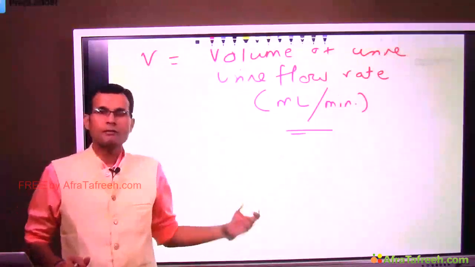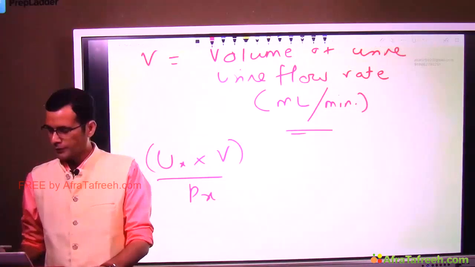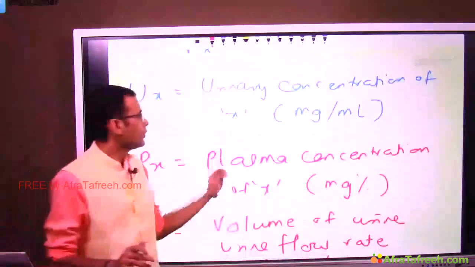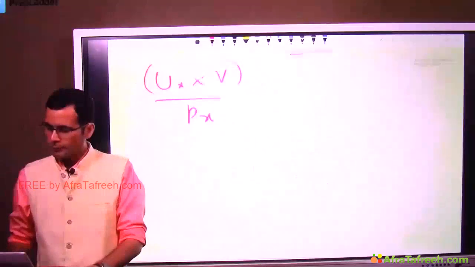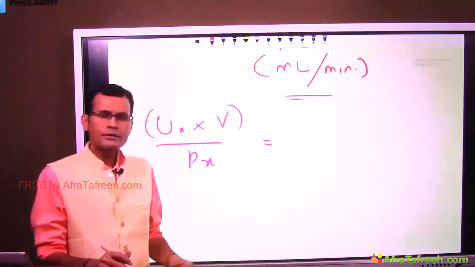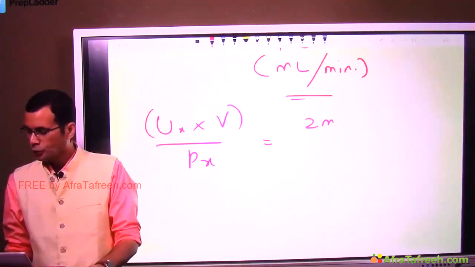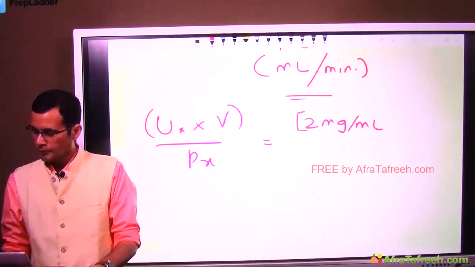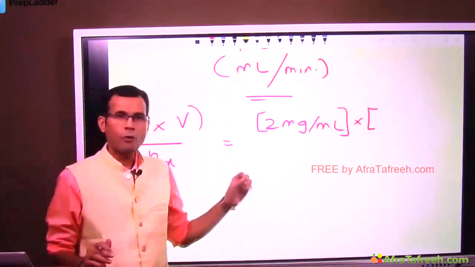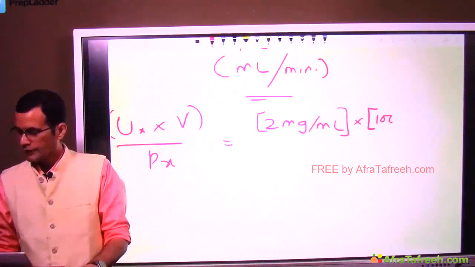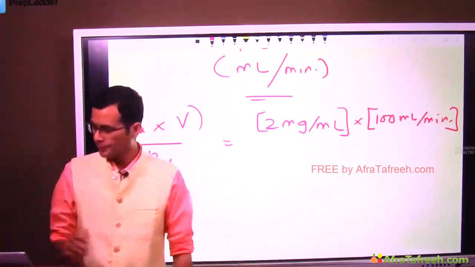Let's try to understand this further. Ux into V upon Px, that's the clearance of this substance. So what is Ux? Urinary concentration of the substance X in milligram per ml. Let's take some hypothetical, arbitrary values. Let's say 2 milligram per ml. That's the urinary concentration of the substance. And total volume of urine, let's say 100 ml per minute. That's the urine flow rate per unit time.